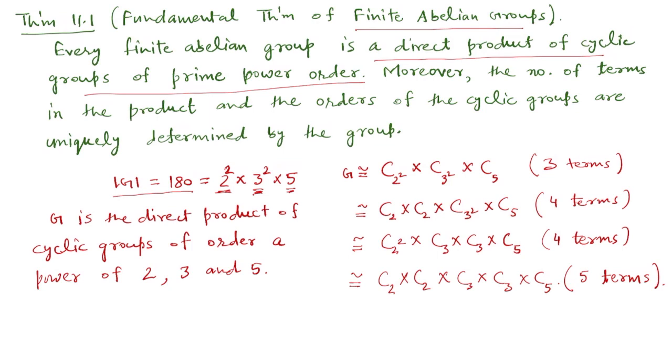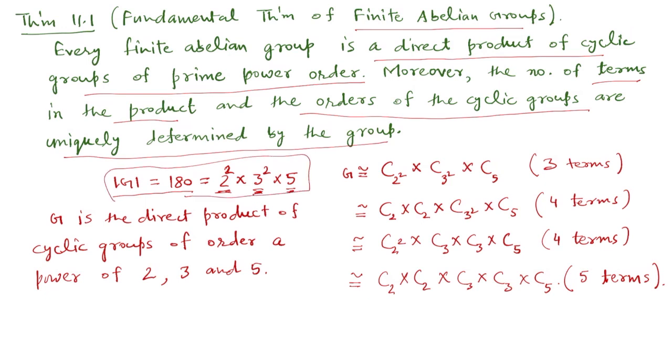The theorem further says that the number of terms in the product and the orders of the cyclic groups are uniquely determined by the group. For example, in this case, the order of G is 180, so G would be the direct product of cyclic groups of a power of 2, 3 or 5. Now, the first case is this one. Here we have 3 terms in the direct product and the orders of the cyclic groups are 4, 9 and 5.